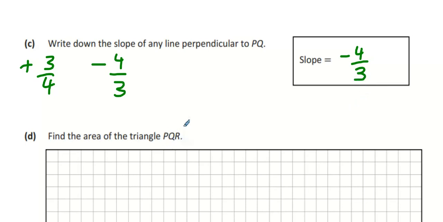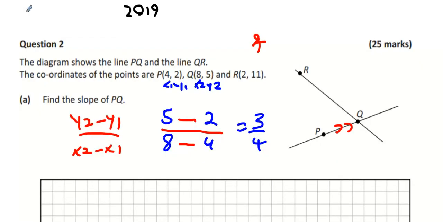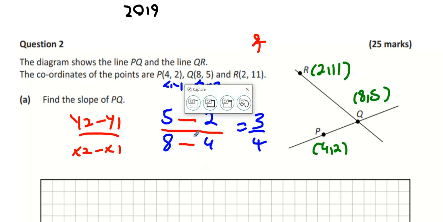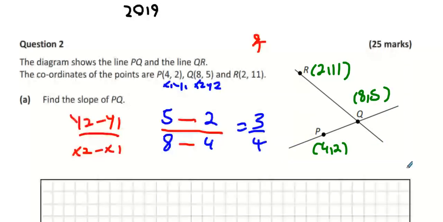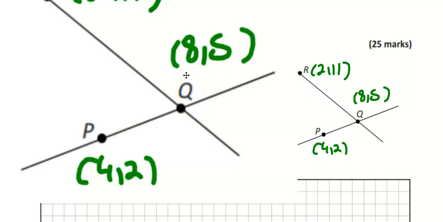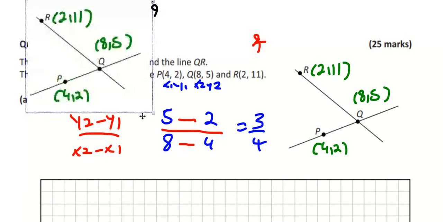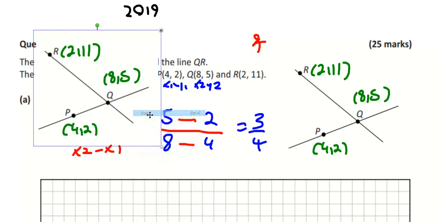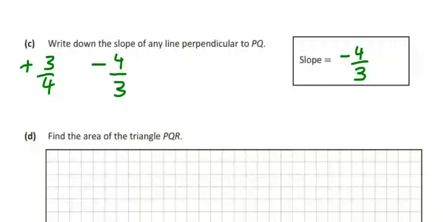Find the area of the triangle PQR. So let's go back up to PQR. I'm just going to write in these numbers: P is (4, 2), Q is (8, 5), and R is (2, 11). We're going to take a picture of this and transfer it to the page we're using right now. Okay, that's it there. Now, there's a formula in your notes.